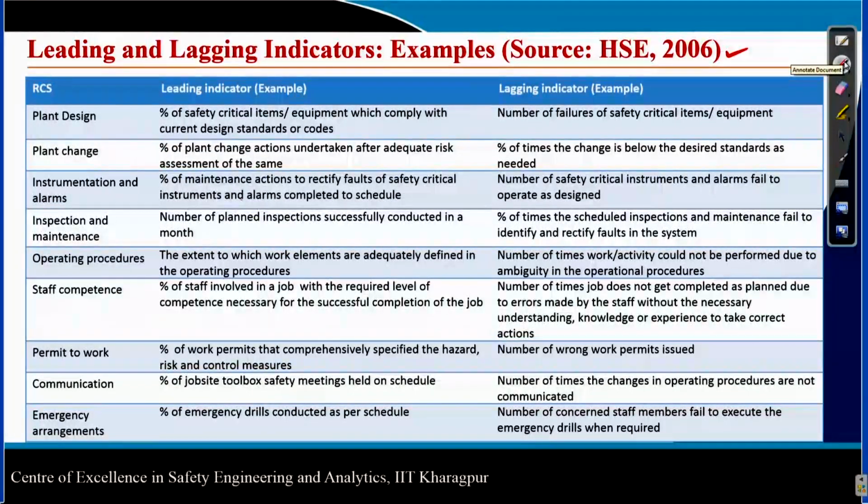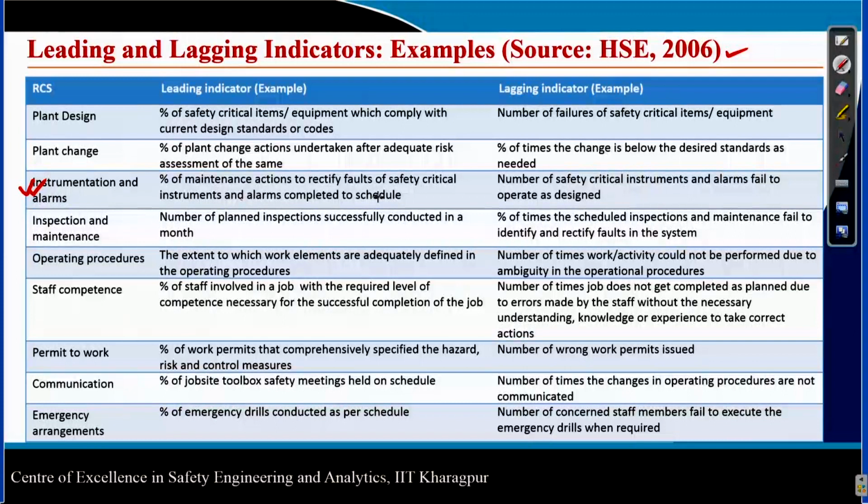It is not that, suppose, the instrumentation and alarm. This is an RCS, risk control system. So what is the leading indicator? We are writing percentage of maintenance actions to rectify faults of safety critical instrument and alarm completed to schedule.